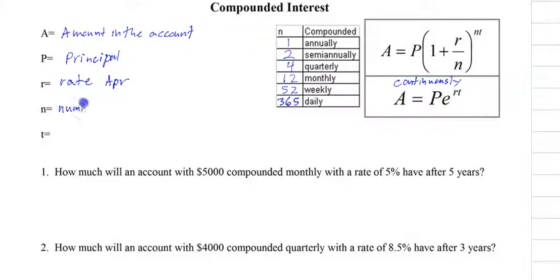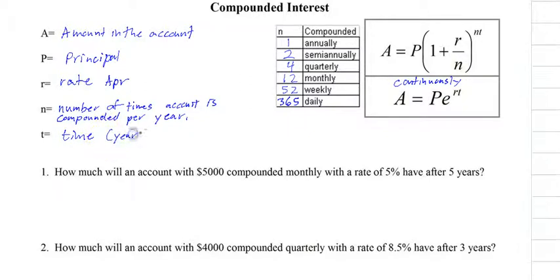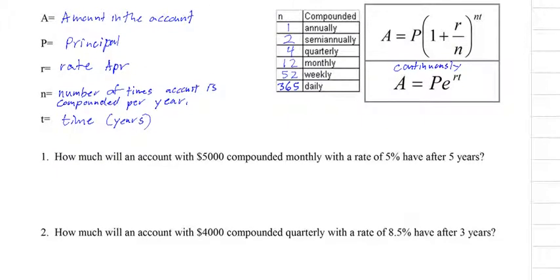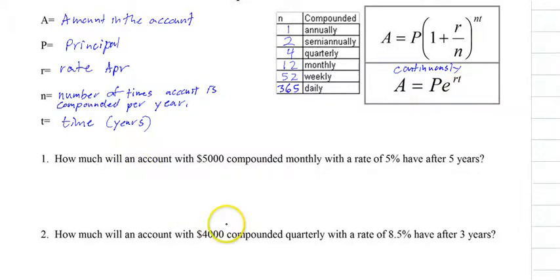N is the number of times the account is compounded per year. So they're going to compound it 2 times per year because it's semi-annually, 4 times per year. So they're calculating the interest. That's the compounding. And T is time, and it's in years. So all you have to do is go through these problems, pick out the different letters, plug them into the formula, and find the amount in the account.